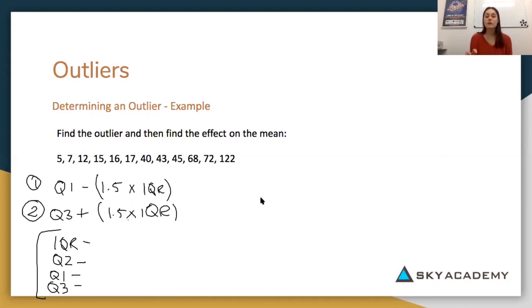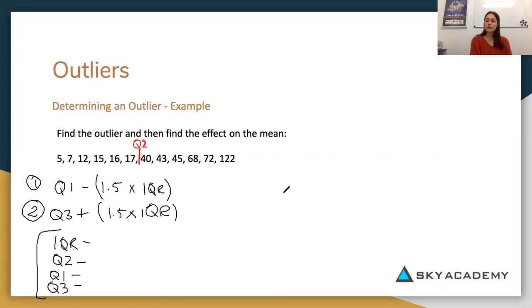median, which is halfway. So we have 1, 2, 3, 4, 5, 6, 7, 8, 9, 10, 12. We have 12 numbers. So halfway is going to be at the 6.5 data point. So let's go 1, 2, 3, 4, 5, 6. So our data point is going to be at 6.5. So Q2 is going to lie there.